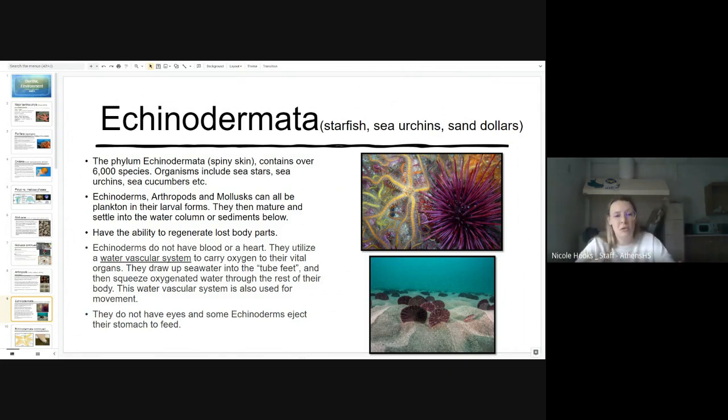They'll encompass it around what they're eating, digest it, and then slurp it back in, which is kind of gross. But it is a way that they've adapted for not having a very large stomach. So they'll eject it so they can consume. And then once it's liquid, they can get it into their body.